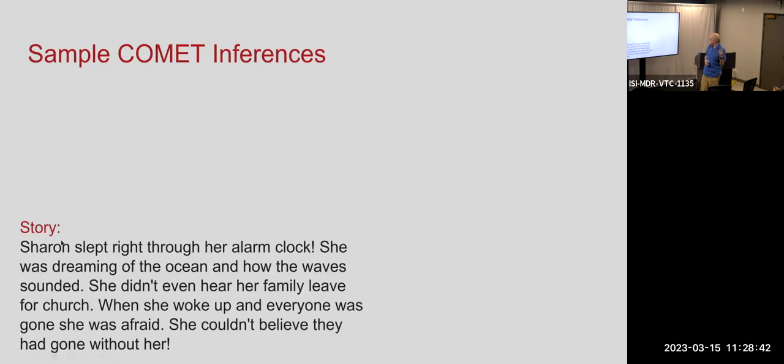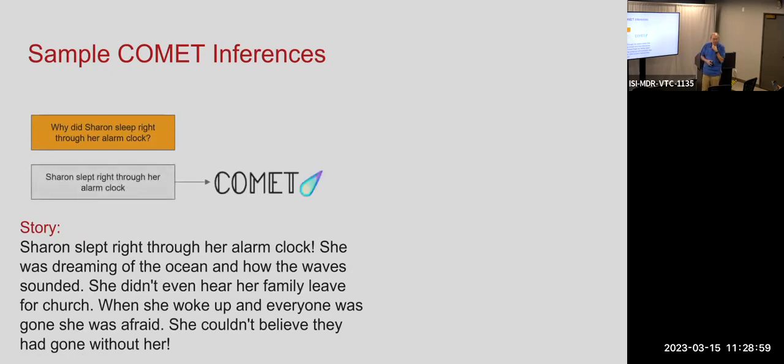So this is a new story. I'll read it. Sharon slept right through her alarm clock. She was dreaming of the ocean and how the waves sounded. She didn't even hear her family leave for church. When she woke up and everyone was gone, she was afraid. She couldn't believe they had gone without her. Why did Sharon sleep right through her alarm clock?